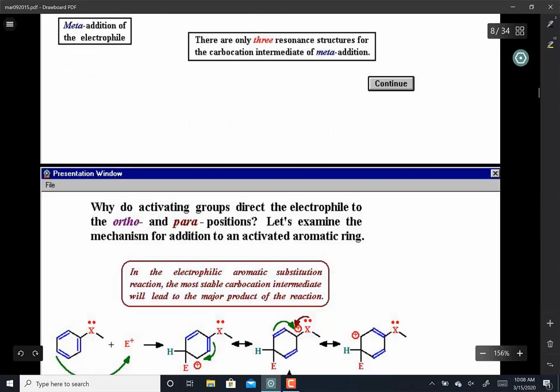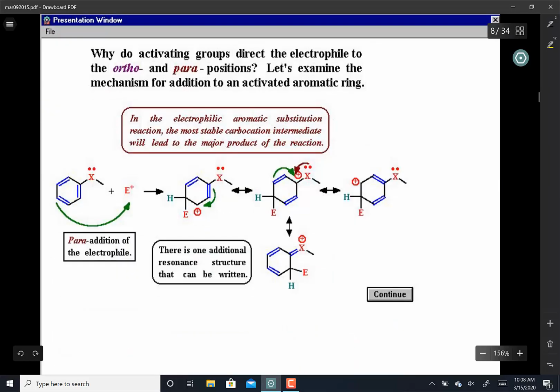And if we looked at this from the para position, again, the plus charge will end up next to the atom with the lone pair, which will then be able to donate that pair of electrons to form the fourth resonance structure.